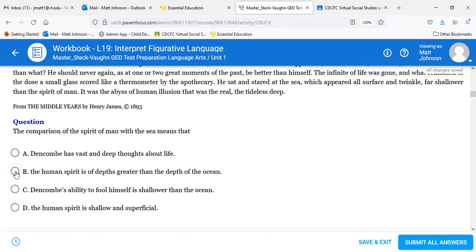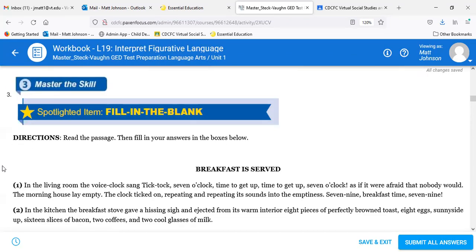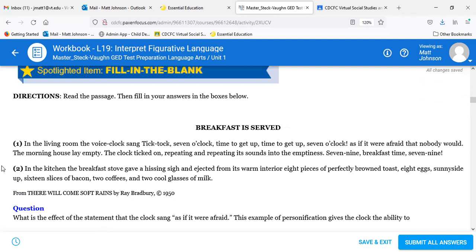Yeah, B. Anytime you hear something compared to the ocean or the sea, it's usually making a comparison of deep and vast, right? That's usually what you'll encounter when somebody says something like the sea or the ocean or the stars in the sky: vast or deep or many, stuff like that. Okay, and let's see here. I'm going to read our little passage here from Ray Bradbury, from There Will Come Soft Rains.